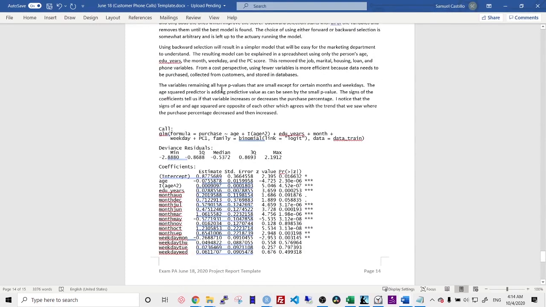So the variables remaining all have p-values that are small, except for certain months and weekdays. The age squared predictor is adding predictive value, as can be seen by the small p-value, which you can see right here. The signs of the coefficients tell us if that variable increases or decreases the purchase percentage. I noticed that the signs of age and age squared are opposite of each other, which agrees with the trend that we saw where the purchase percentage decreased and then increased. You can see the age coefficient is negative, but the age squared coefficient is positive.